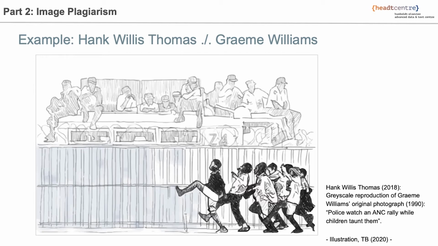Indeed, when comparing both pictures, one finds Thomas's adaptation of Williams's photograph to be a more or less identical grayscale reprint in which the school children in the foreground are highlighted. Williams's original photograph depicts police officers who watch an ANC rally while school children taunt them, a picture that became emblematic for the fall of the apartheid regime.